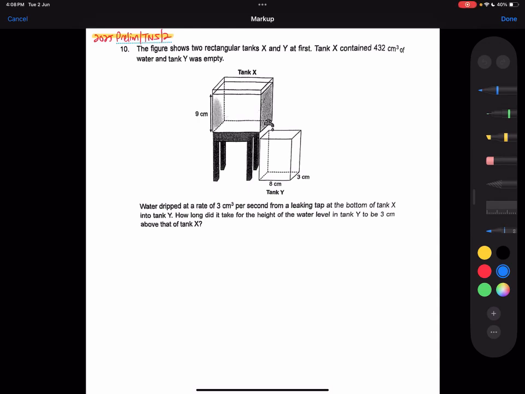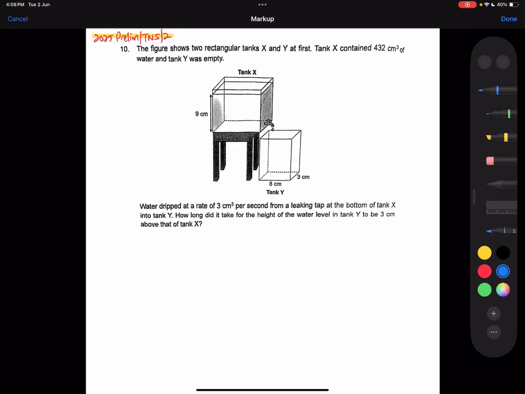2025 Prelim Tao School Paper 2, Question 10. The figure shows two rectangular tanks X and Y. At first, tank X contained 432 cubic centimeter of water and tank Y was empty. Water dripped at a rate of 3 centimeter cube per second from a leaking tap at the bottom of tank X into tank Y. How long did it take for the height of the water level in tank Y to be 3 centimeter above that of tank X?